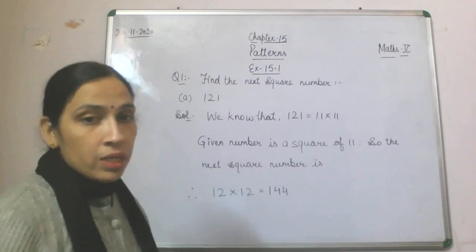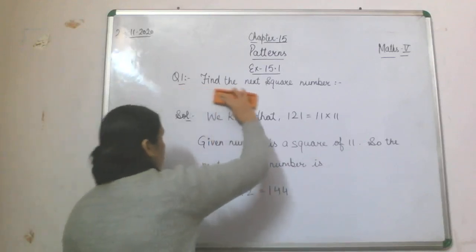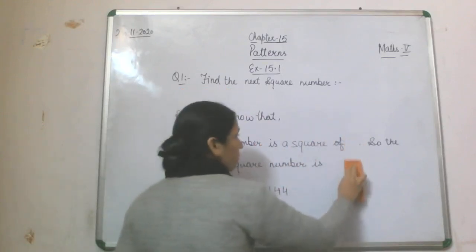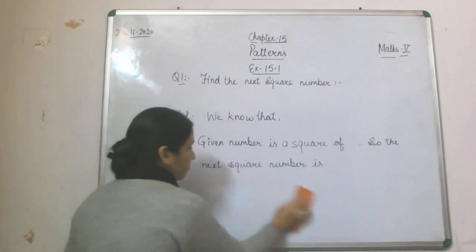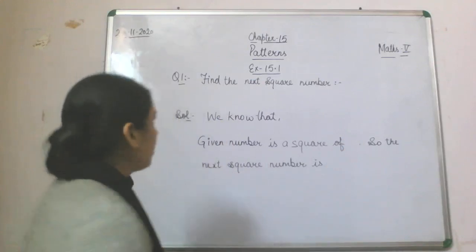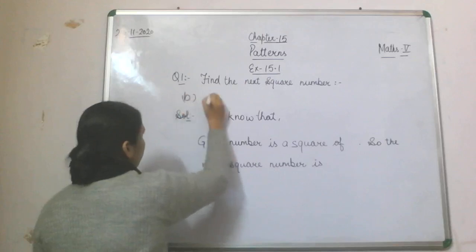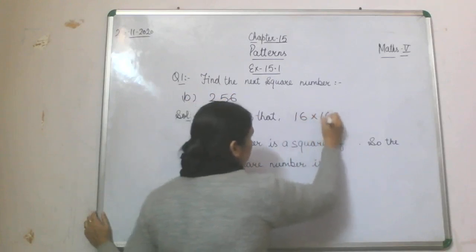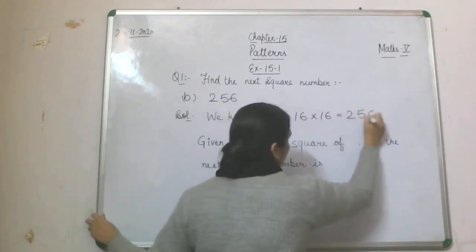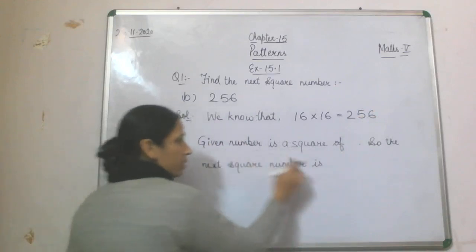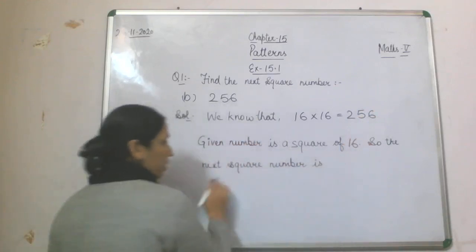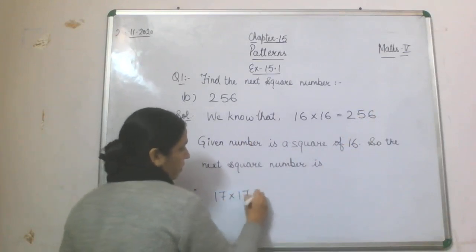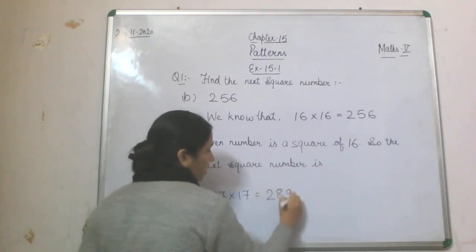So now we'll start with the B part. In the B part you have been given 256. We know that 16 multiplied by 16 will become 256. Now the given number is a square number of 16. So the next square number will be of 17. 17 multiplied by 17, that will become 289.